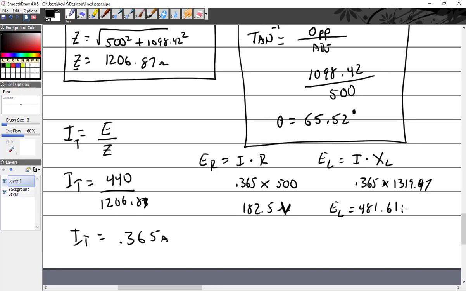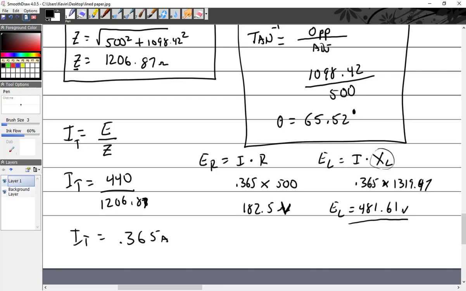How is it possible that this voltage is more than the total voltage? I was hoping nobody would say anything until I got to the end. Okay, so he picked up on it. So what was my beginning voltage? 440. And now we just got a voltage drop of 481.61. It's negative voltage. We're making volts. It's the way it really is. Why? Because we multiplied it times X of L.